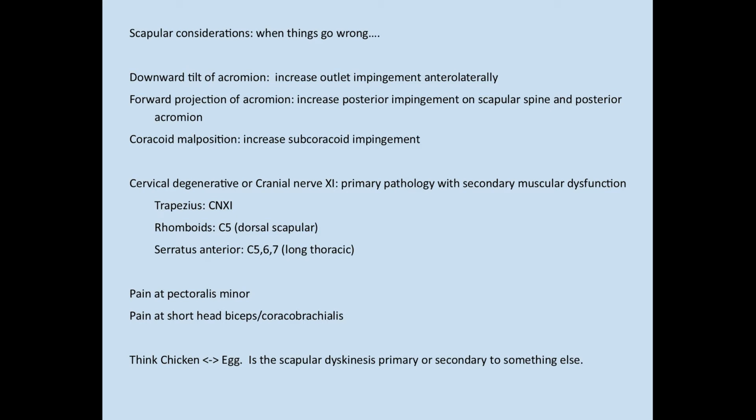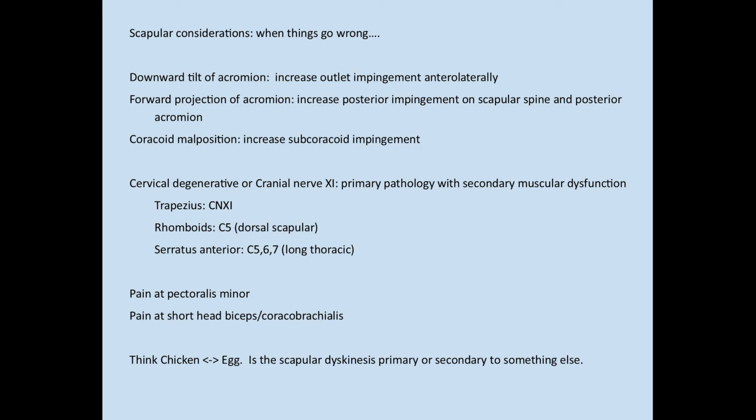To briefly review, downward tilt of the acromion increases outlet impingement anterolaterally. Forward projection of the acromion increases posterior impingement on the scapular spine and the posterior acromion. Coracoid malposition can lead into subcoracoid impingement and as well tension on the pectoralis minor and the anterior bicep structures. As always, look upstream to the cervical spine and the brain to look for trapezial related issues in the cranial nerve 11, rhomboids for C5 and the dorsal scapular nerve, serratus anterior for C5, 6, 7 with a long thoracic nerve.